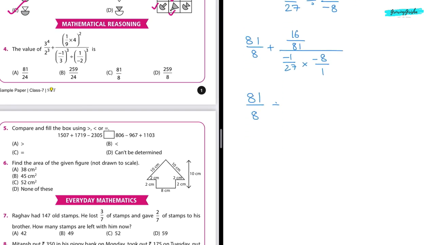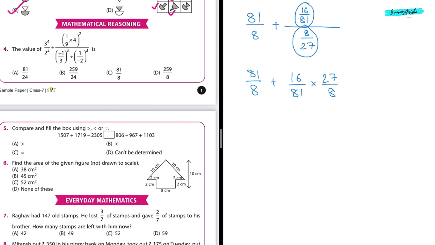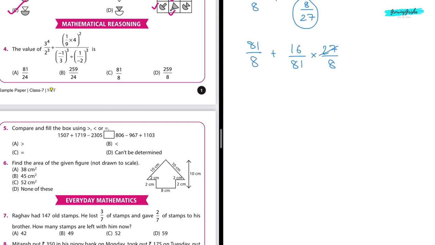81 upon 8 plus 16 upon 81 upon minus 1 into minus 8 will become positive 8 upon 27. 16 upon 81 is being divided by 8 upon 27. We can also write this as 16 upon 81 multiplied by 27 upon 8. We reciprocalized it and we'll add 81 upon 8. We can do the cuttings. 27 ones are 27, 27 threes are 81.